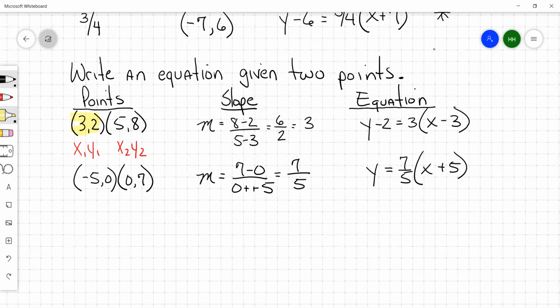All right, any questions on writing an equation of a line given 2 points?